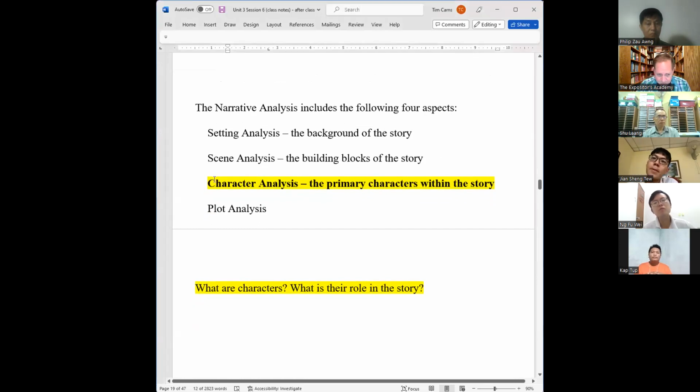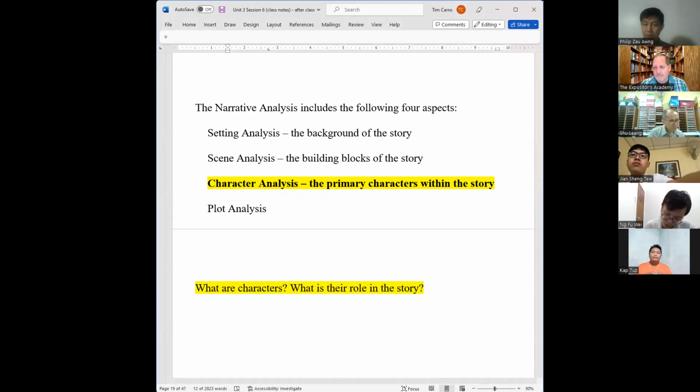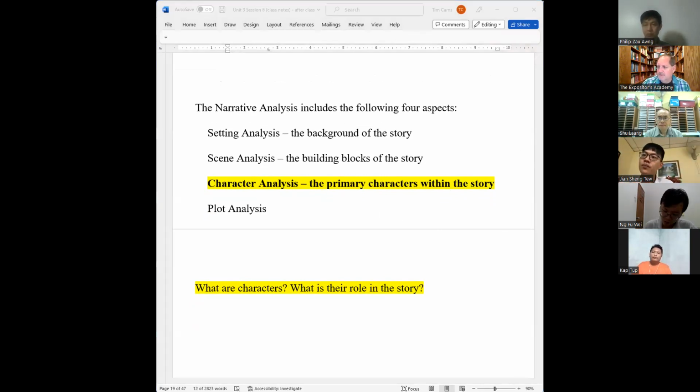Now, this is looking at the primary characters of the story overall, okay? Not just the ones in each scene, but actually looking at the story as a whole, who are the primary characters? And when you think of characters, what are characters? How would you describe the characters of a story? Anybody can give us a simple definition or description? Who are characters?